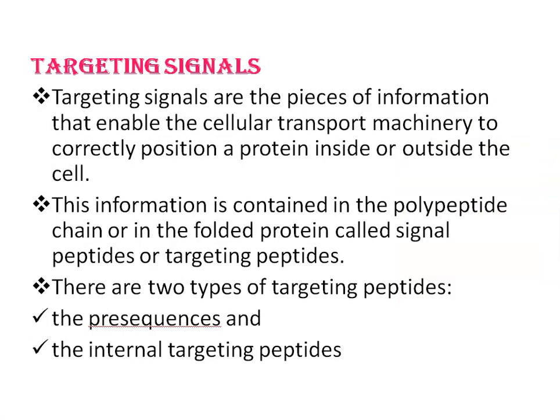This requires targeting signals. Targeting signals are the pieces of information that enable the cellular transport machinery to correctly position a protein inside or outside the cell. This information is contained in the polypeptide chain or in the folded protein, called signal peptides or targeting peptides. There are two types of targeting peptides. Number one is pre-sequences and the second one is the internal targeting peptides.